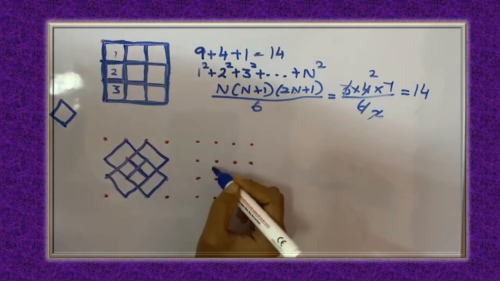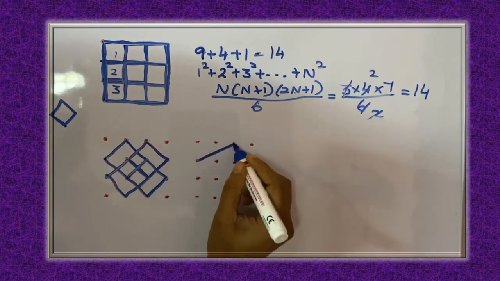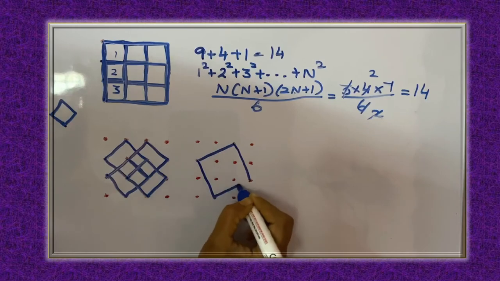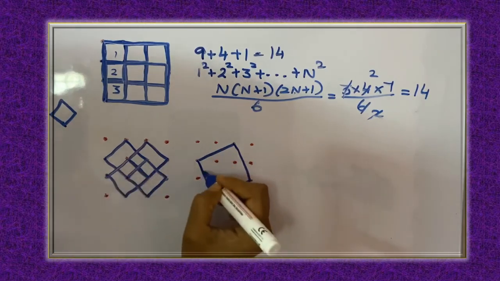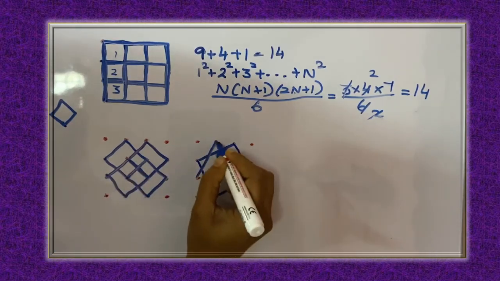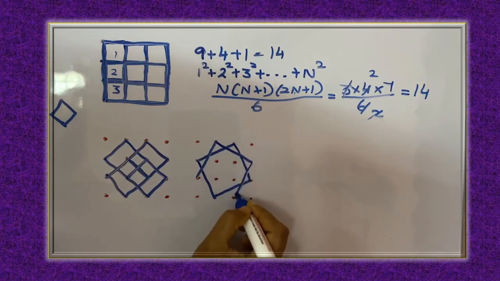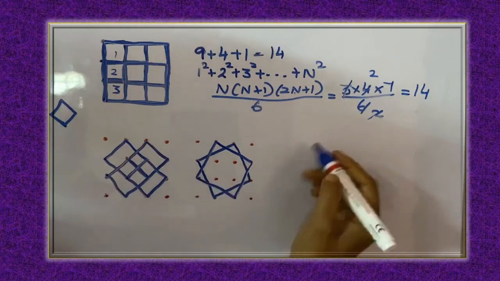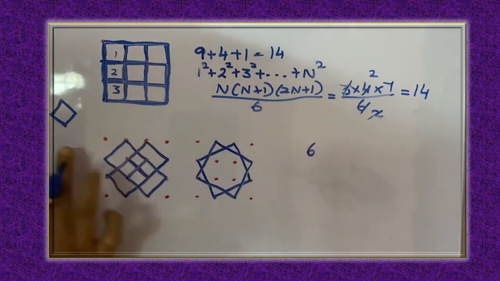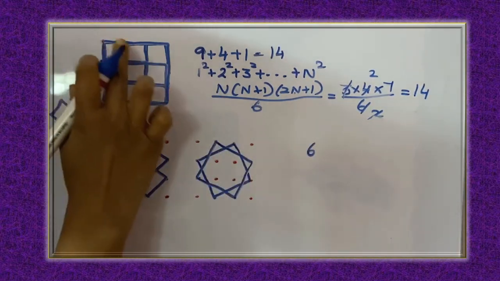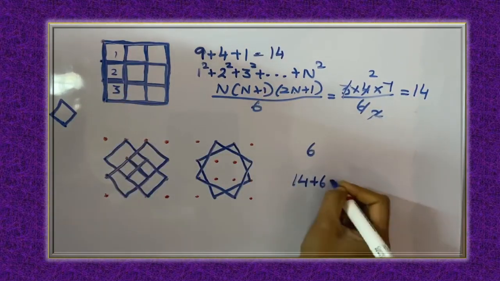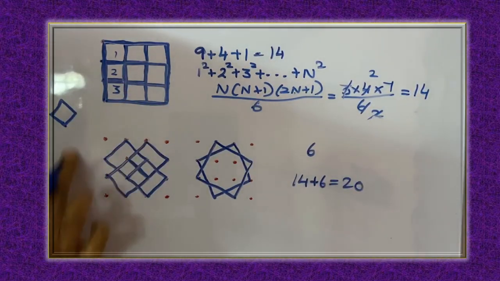And not only that, see, there's another square. So it's 5, 4 plus 1, 5, then 1 more like this. It's a square, all the sides equal. So 4 plus 2, 6. 6 tilted squares and this direct square is 14. So total 14 plus 6, it's 20 squares we can draw in this 4x4 dots.